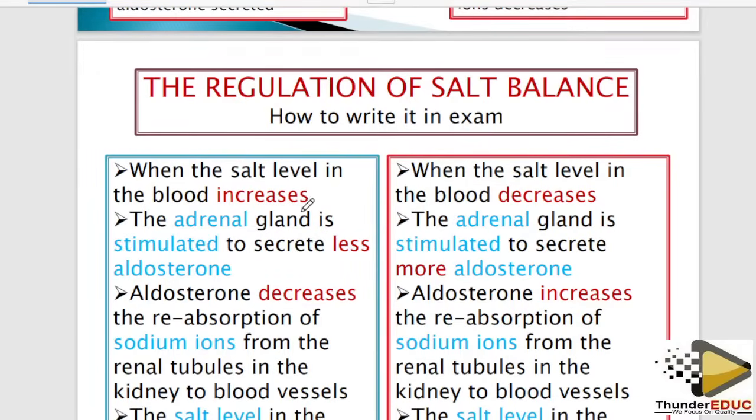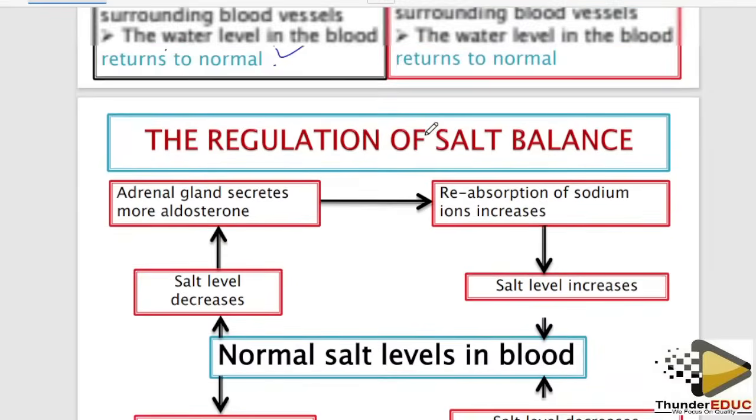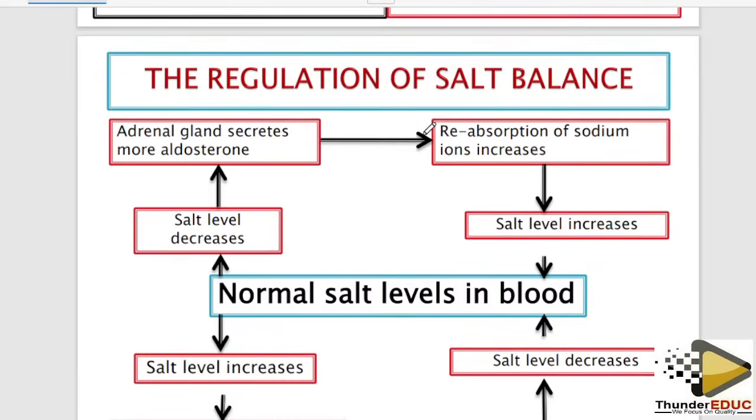And here they're saying regulation of salt balance. How to write in exam? But before you know how to write in exam, you need to know how to work upon it. So it's the same thing, guys. It's exactly the same thing.